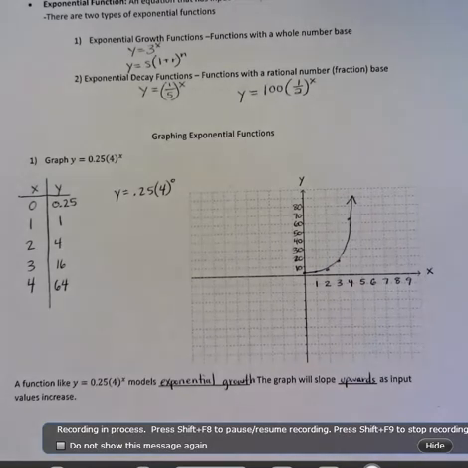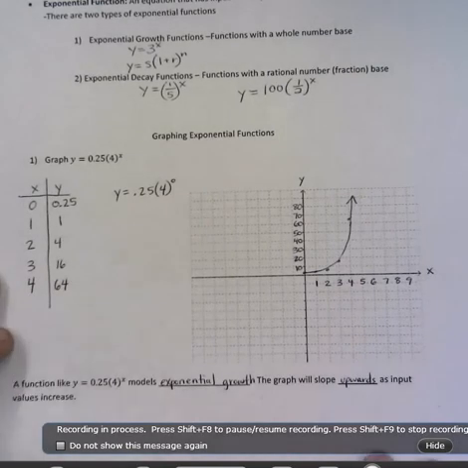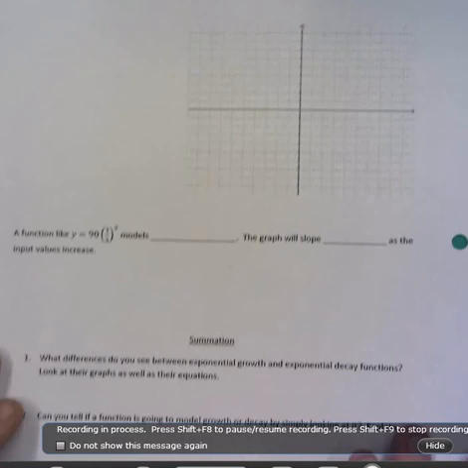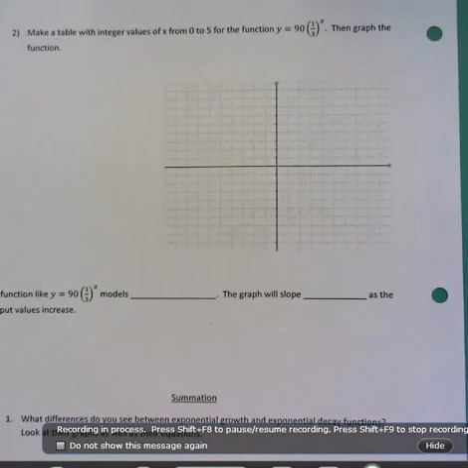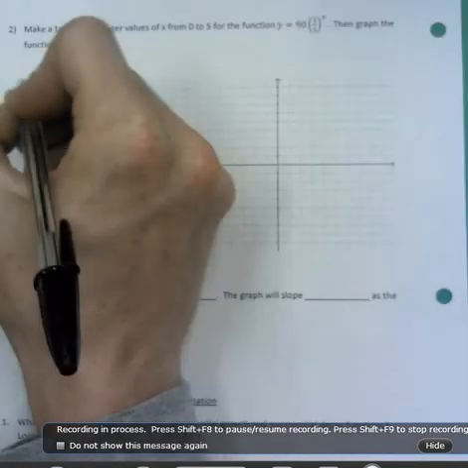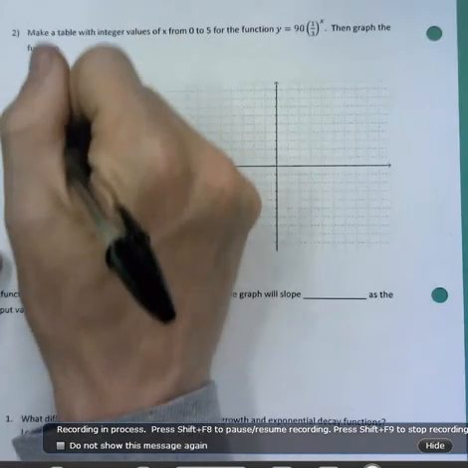Now let's flip this paper over and take a look at an exponential decay function. Let me get that on there for you so we can all see it. All right. So make a table with integer values of x from 0 to 5 for the function y equals 90 times 1/3 raised to the power of x. Then graph the function. Well, let's start our good old xy table.